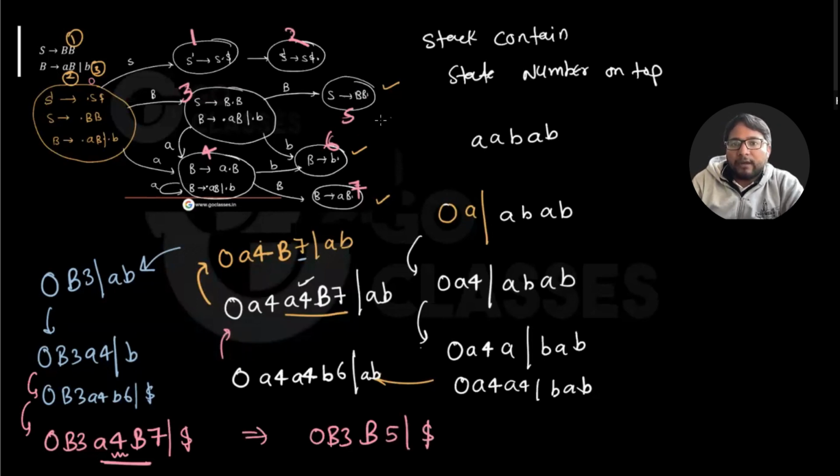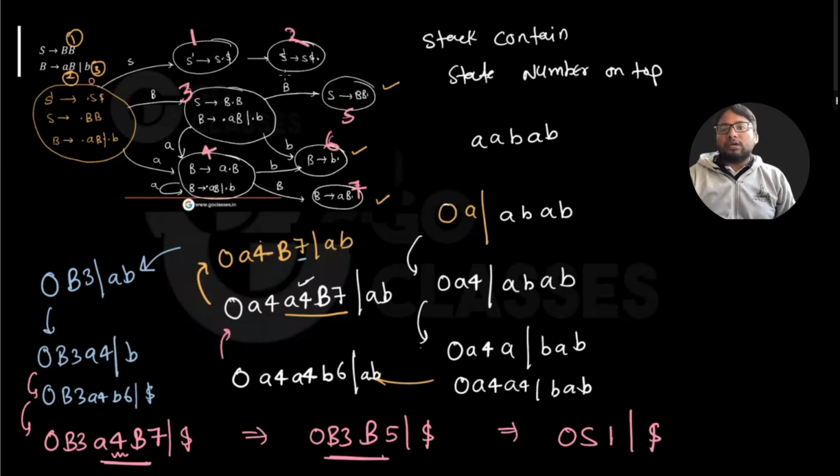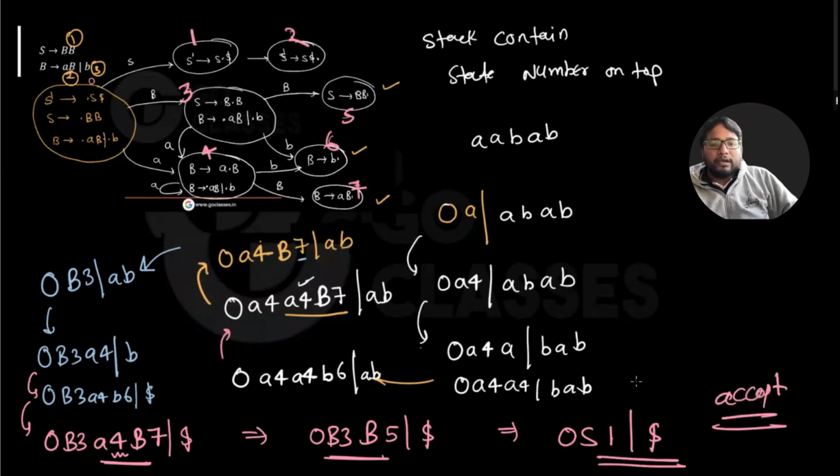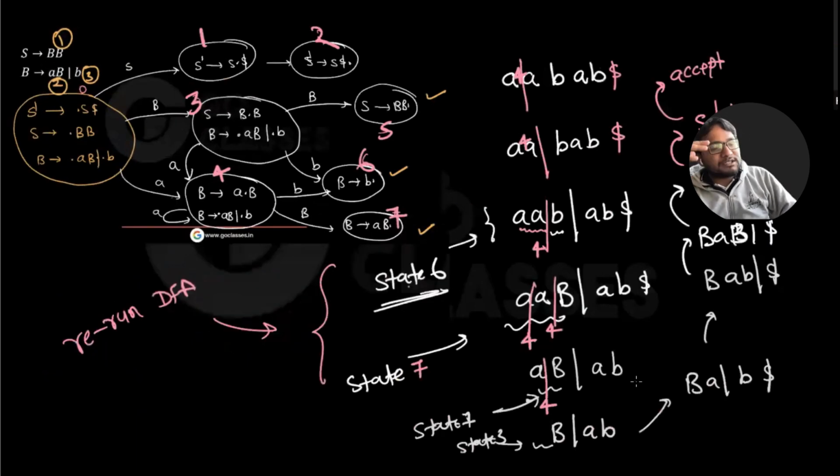Now on 5 you are saying BB. This BB you need to reduce to capital S. So you will say that you need to pop out 4 symbols, basically 1, 2, 3, 4. 0 S dollar, right? If you're in 0, and then you got the S, then you will go to $1. And then if you're in 1, and then you got the dollar, which means you accepted it, right? This is accept, isn't it? So basically what we are doing here and what we did earlier are the same.